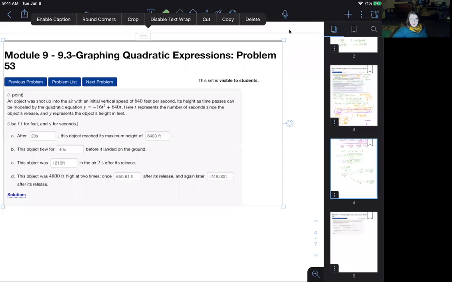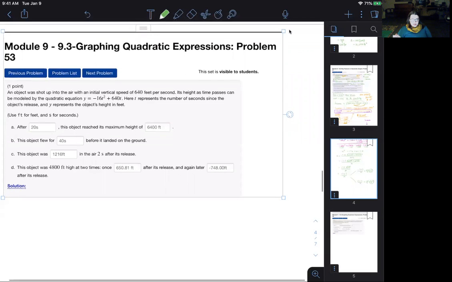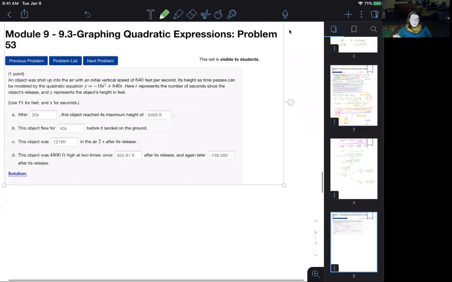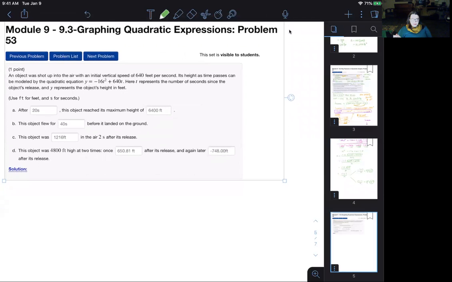Okay, in this video, I'm going to continue to go over some of the Module 9 questions from WebWork. And this is on 9.3, number 53. And we are looking at the graphs of quadratics, which we know are parabolas.